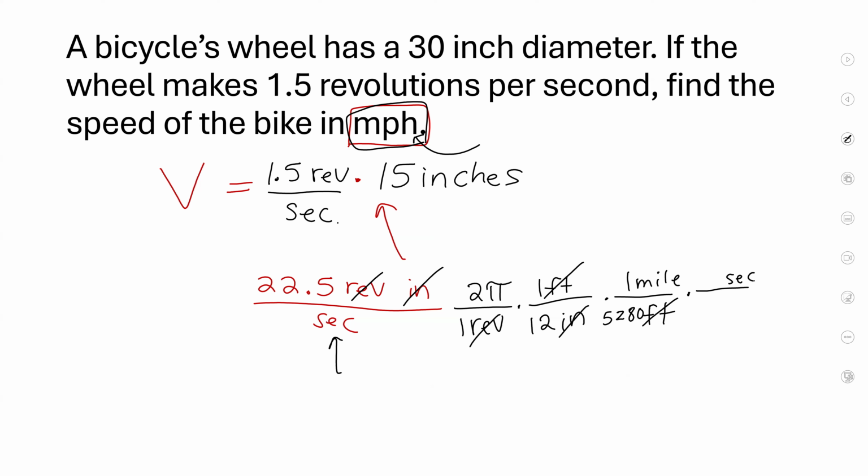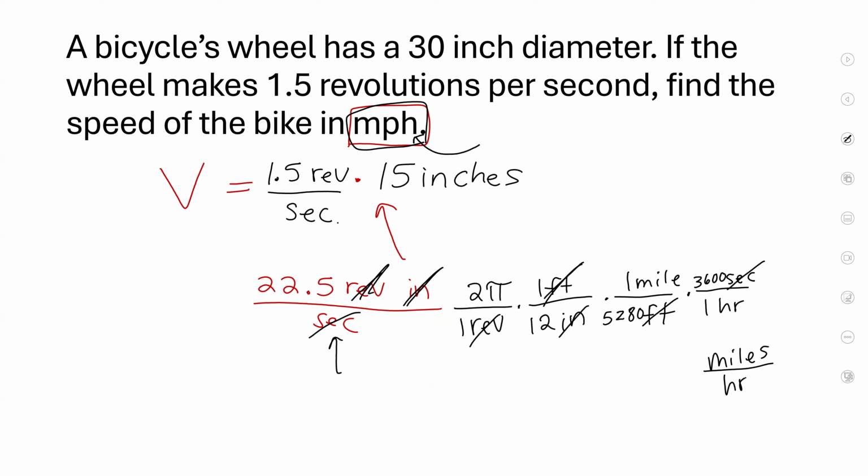Well, do you know how many seconds are in 1 hour? Exactly, 3,600. Perfect. So seconds cancels out with this seconds. Now I am in my desired unit. The only unit on top that is left, that's gone. That's gone, that's gone. The only thing left is miles. So I'll have miles on top and hours on the bottom. That's the only unit that's left, miles per hour.